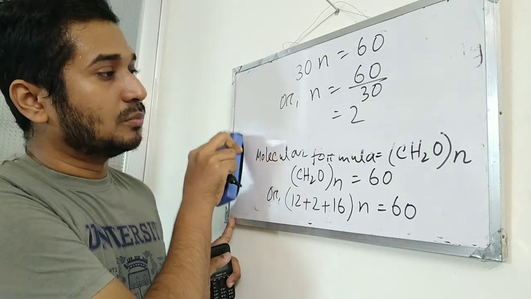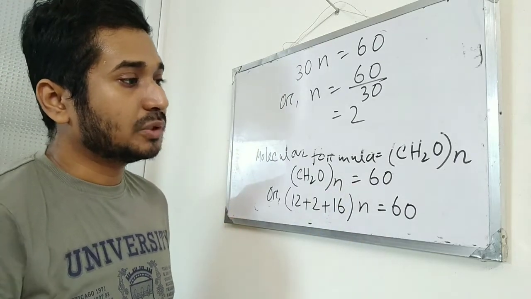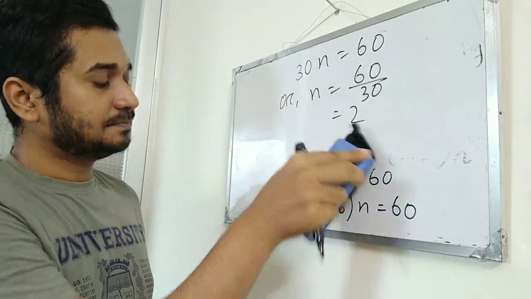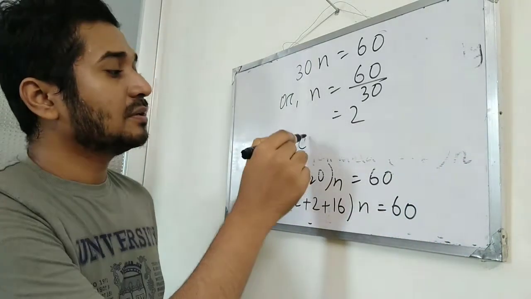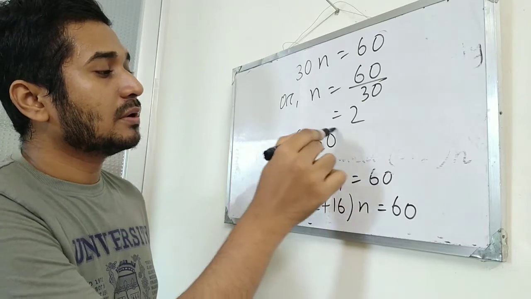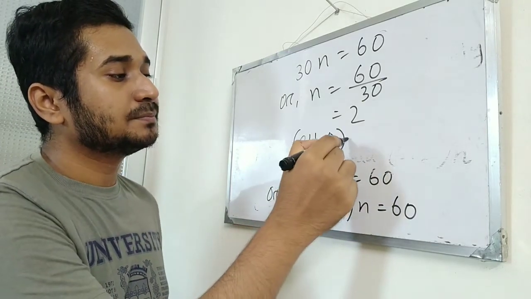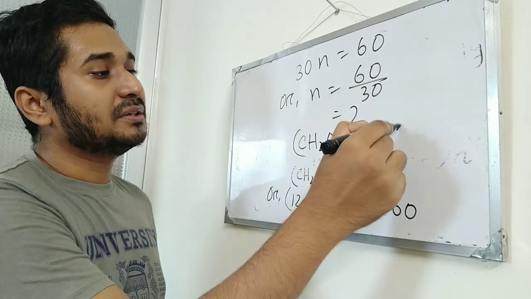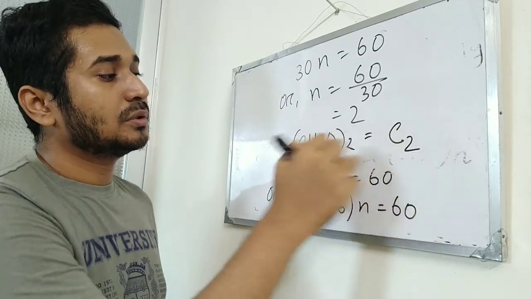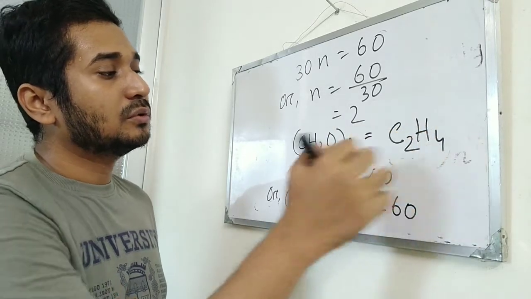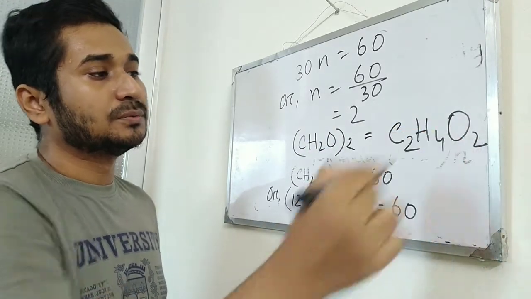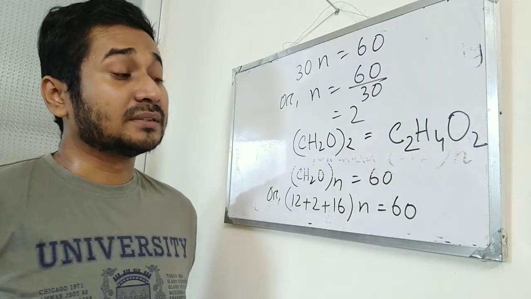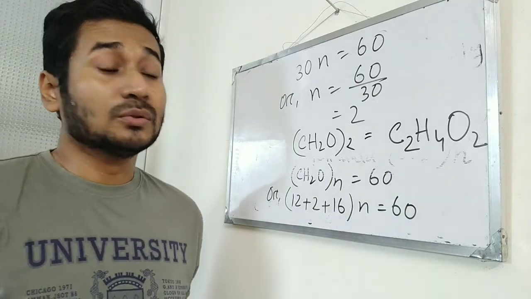So the molecular formula will be what? The molecular formula is now (CH2O) with the value of n being 2. So you get C2H4O2. So you can definitely understand that this is not actually glucose.